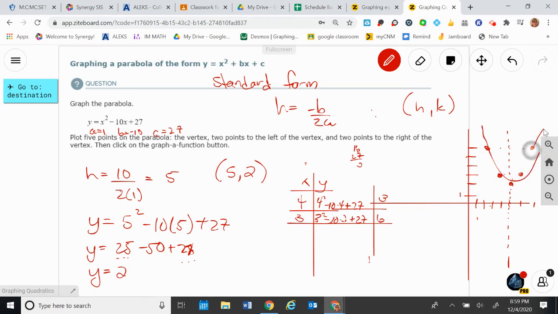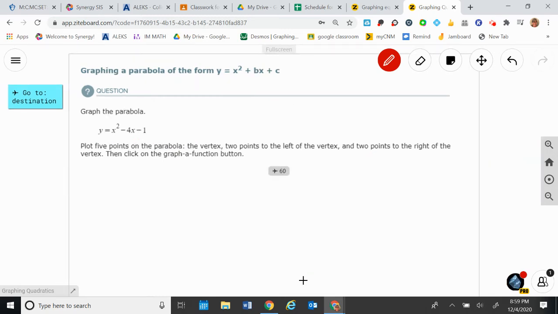And oh my goodness gracious, just bear with me. There you go. Okay, next. I know I'm working these fast, but I'm assuming there's somewhat of a review for you. All right, so graph the parabola. Okay, here in standard form.